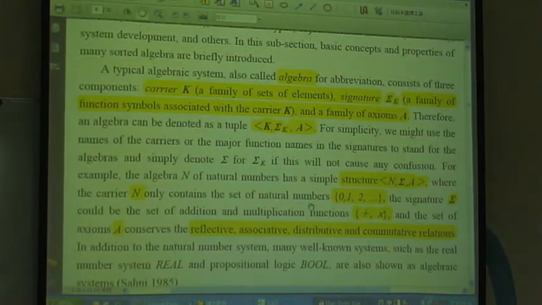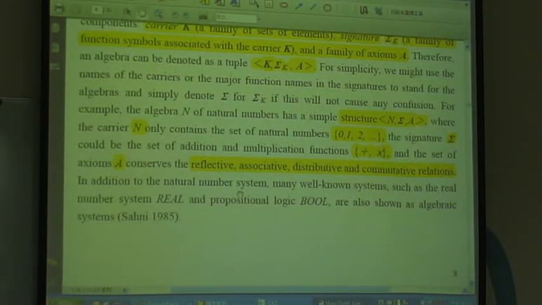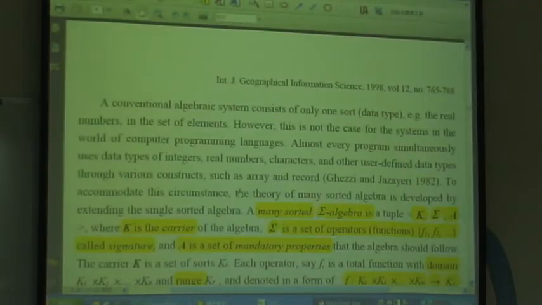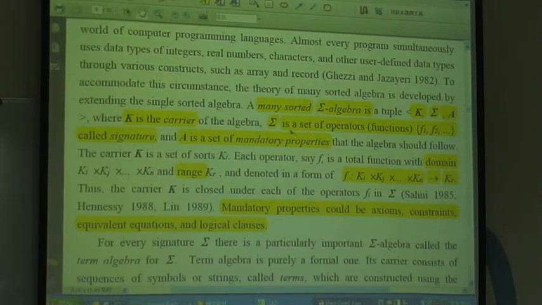So it's only one sort because that's the only one data type, natural number. So one sort algebra. Okay, it's the most simple idea. So we can extend this idea to a many-sorted algebra. So we extend it to a many-sorted sigma algebra.